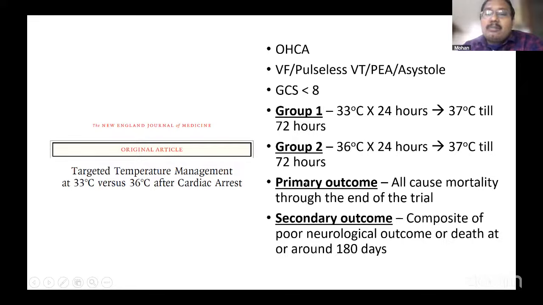The primary outcome here was a bit different. They wanted to look at all-cause mortality through the end of the trial. In the secondary outcome, they wanted to look at a composite outcome of poor neurological outcome or death at or around 180 days.